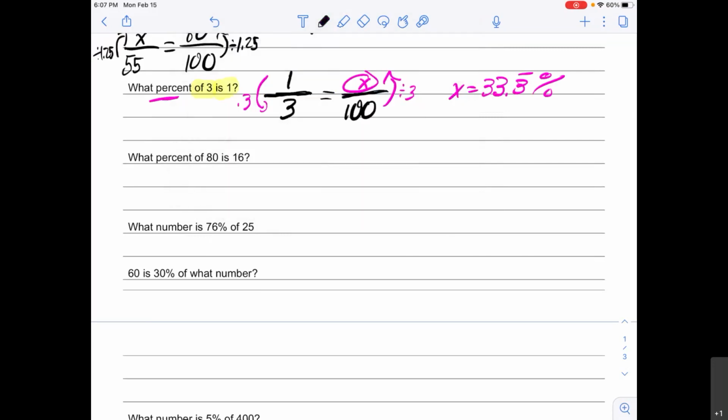Doing it again here, what percent of 80 is 16? Setting up my proportion. See if you can set this up and solve it on your own first. Then when you're finished, check back to see if you got it right.